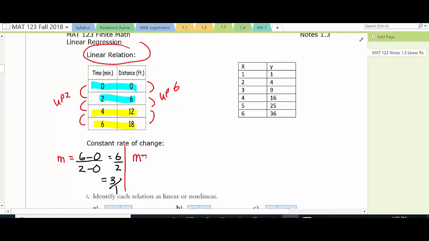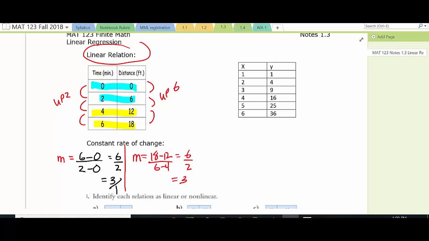So if I did this, I would go 18 minus 12 over 6 minus 4. That would end up being 6 over 2, so see it's still 3. So what you have is a constant rate of change. That's what a linear function is. So it's measuring something that's changing at the same rate always. Does that make sense?